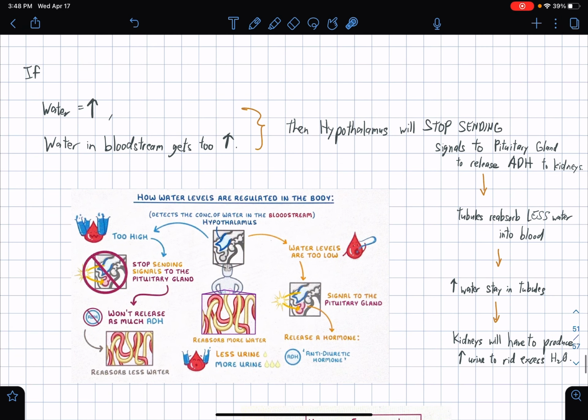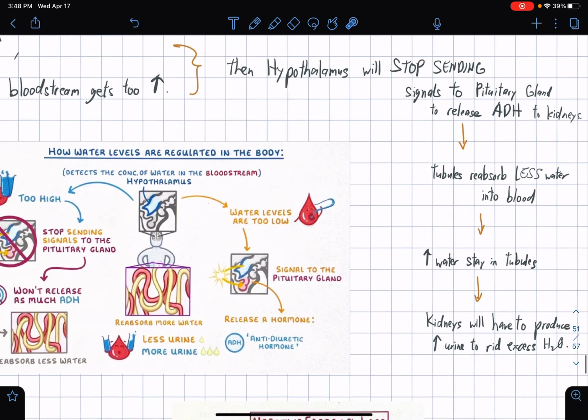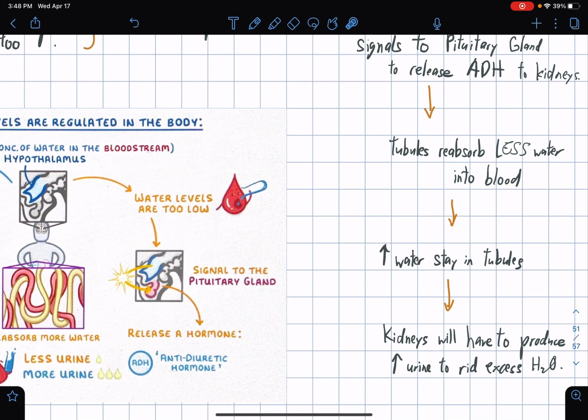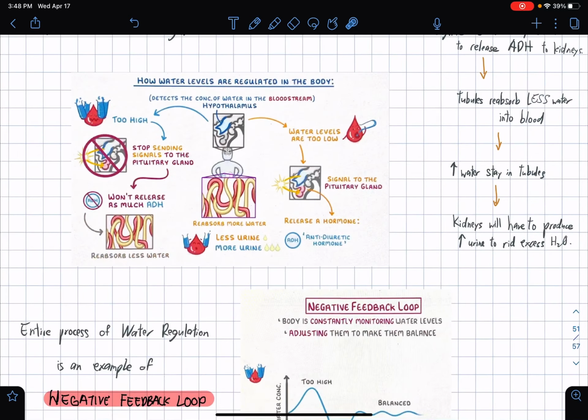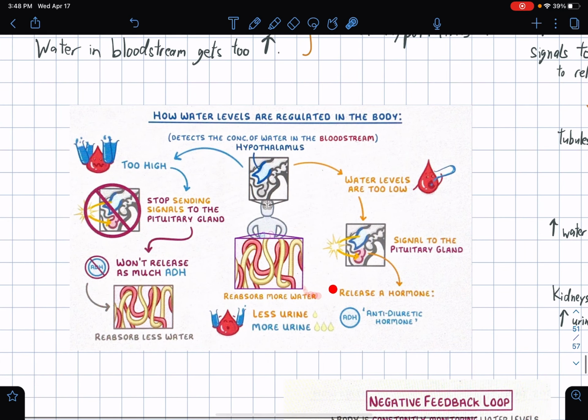Okay, next. If water increases and the water in the bloodstream gets too high, then the hypothalamus will stop sending signals to the pituitary gland to release ADH to the kidneys. Basically, if you're hydrated, the tubules will reabsorb less water into the blood and more water will stay in the tubules. The kidneys will have to produce more urine in order to get rid of excess water. So yeah, this is from osmosis again.